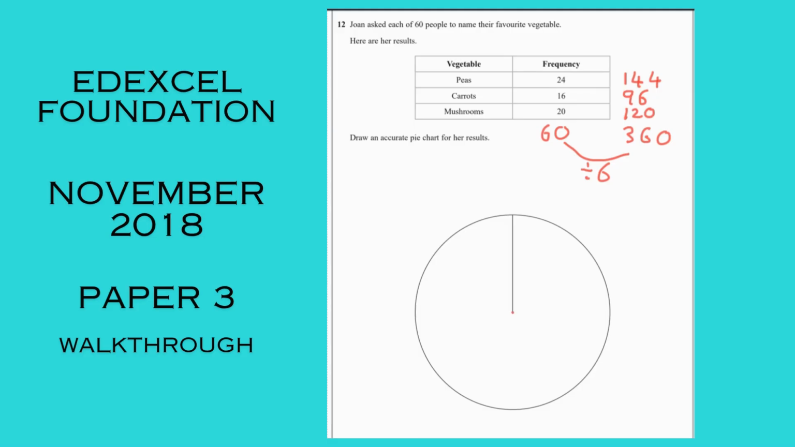So I'll give you the approximate answers, but as I say, look to my other PDF where I've done it properly. That looks like roughly 144, that'll do the job. 96, just over a right angle. For carrots, you don't have to write the size of the angles in, but it does help, obviously, to make sure you're on the ball with labels. 120 for the final slice.